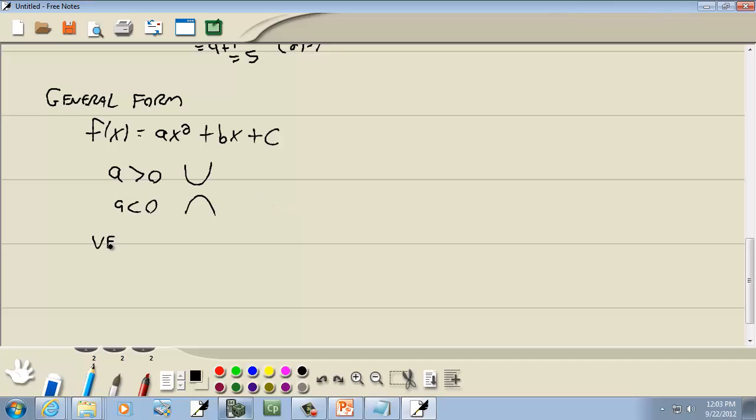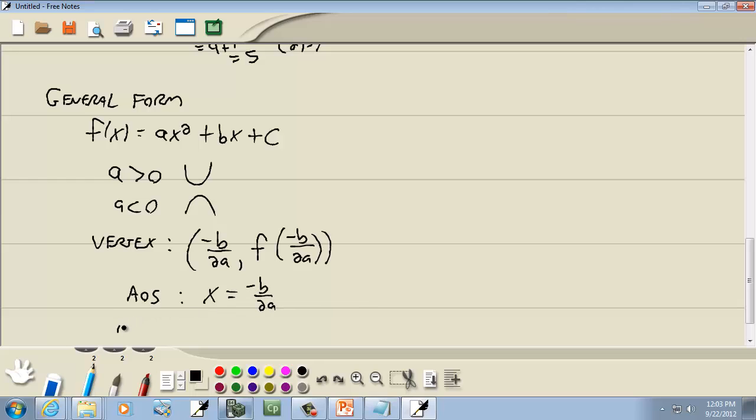Now our vertex, we have a formula for it. They call it actually the vertex formula. It goes like this: negative b over 2a, and then f of negative b over 2a. Now our axis of symmetry, and I'll label it as AOS, is still x equals the x part of our vertex, so negative b over 2a. And our min or max is still the y part of our vertex, which is f of negative b over 2a.